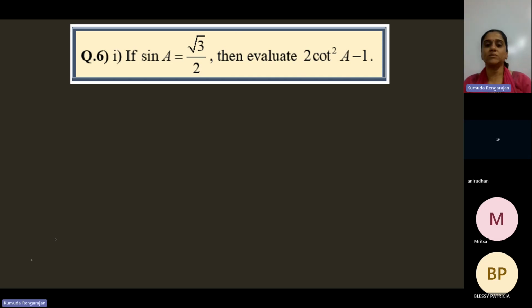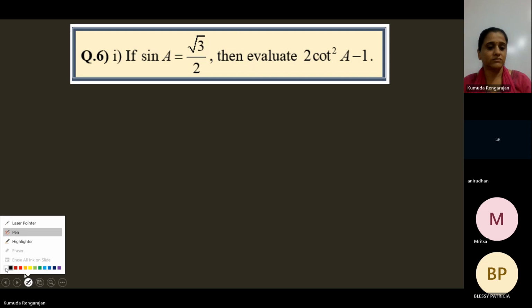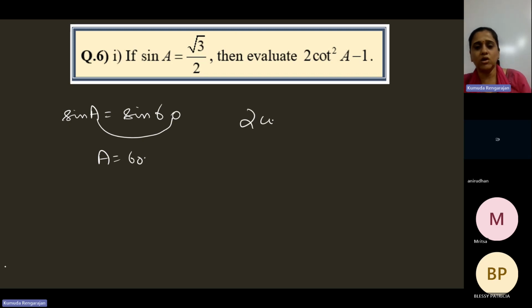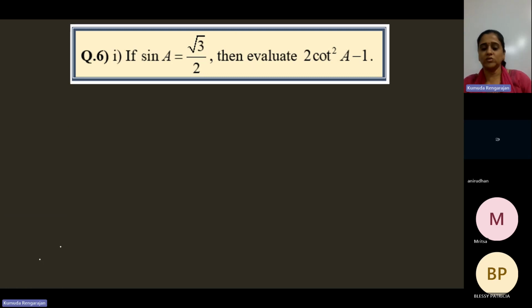Now this √3/2, you find it in the table, right? When is it √3/2 in the sine table? Sine 60. So sine A is equal to sine 60. So A is equal to 60 degrees. So you don't need a triangle. 2 cot square. Now cot 60 from the table, write the value and simplify. That's all. Or you can also use a right triangle.